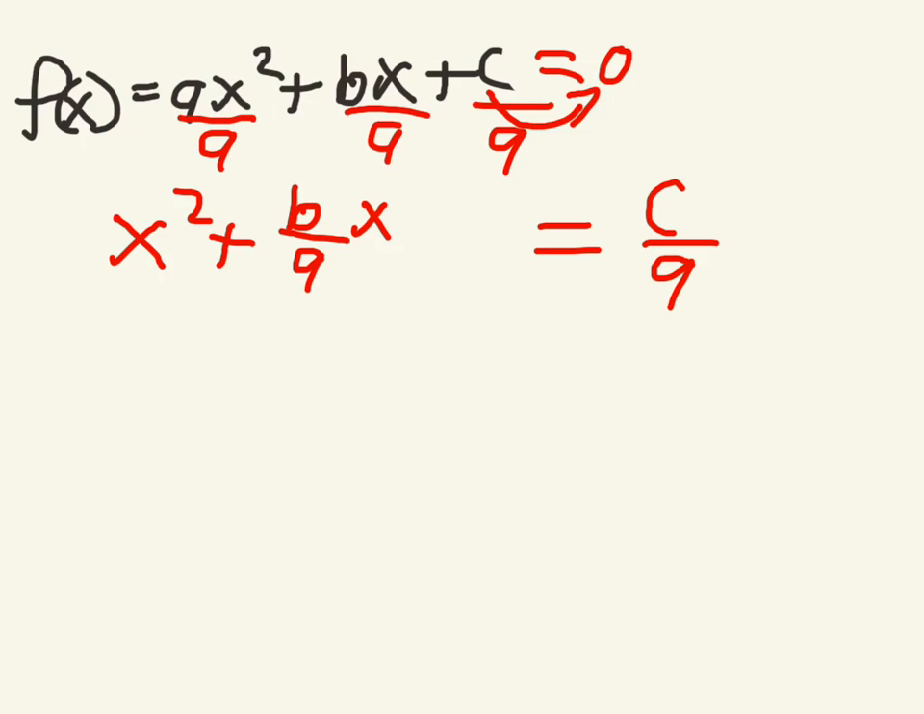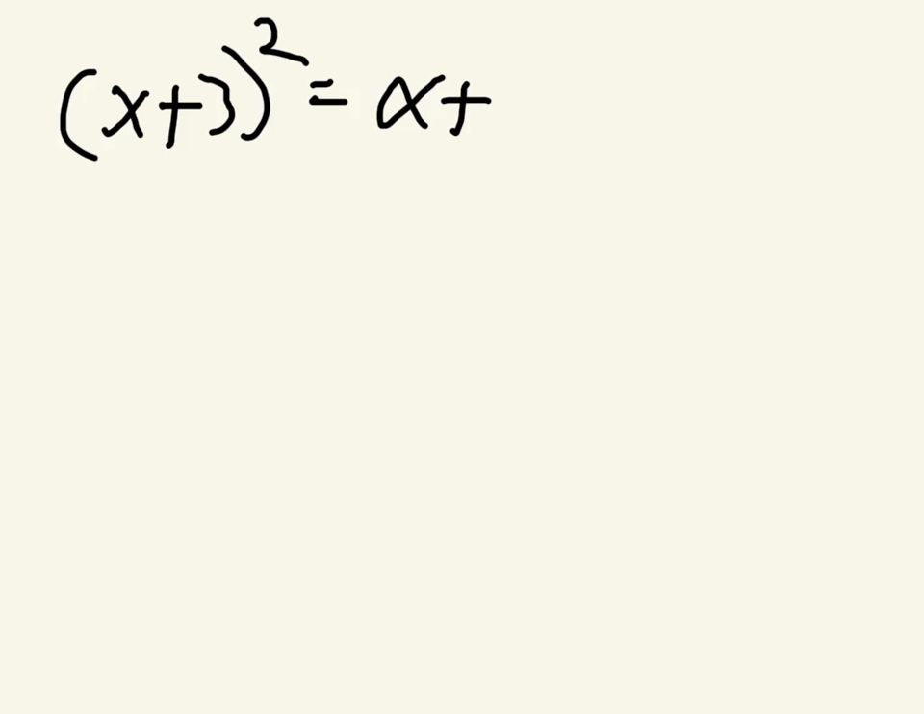Okay, now in completing the square, we need to add something here so that we can complete this square, which means we're going to have to add something over here. In order to do that, let's take a look at, okay, so here's the example I want to look at. Let's say x plus 3 squared, because remember we want to end up with a squared term.